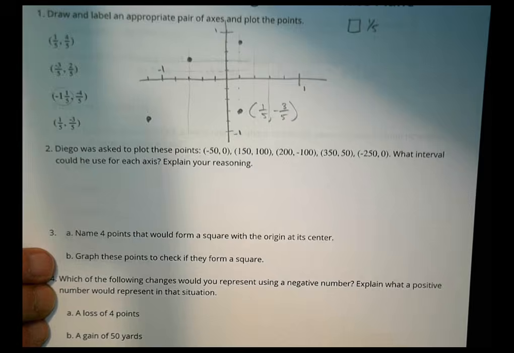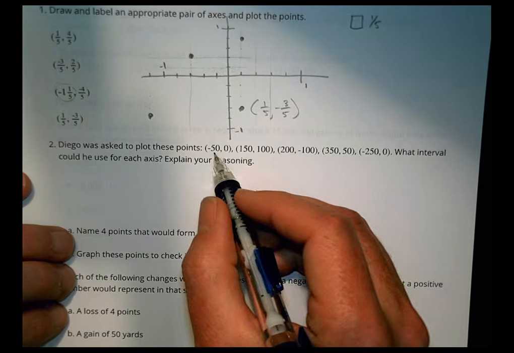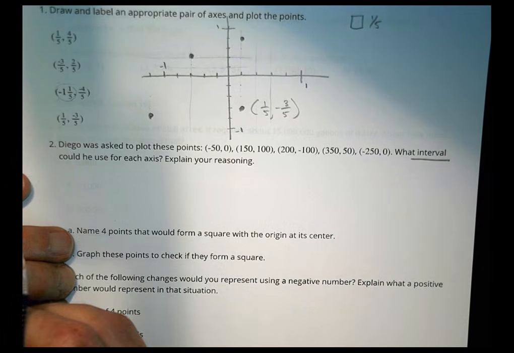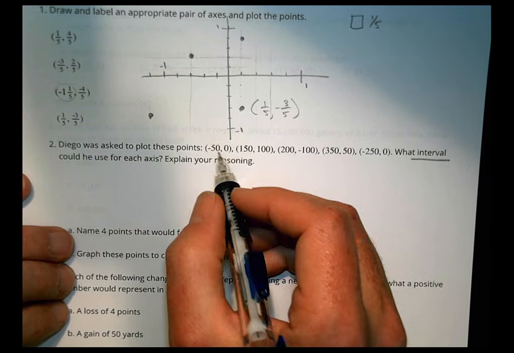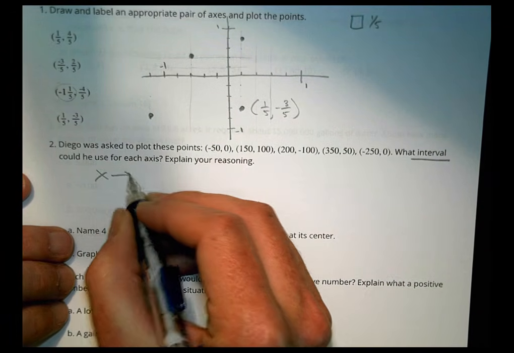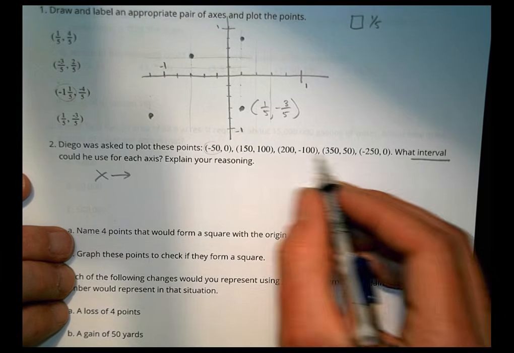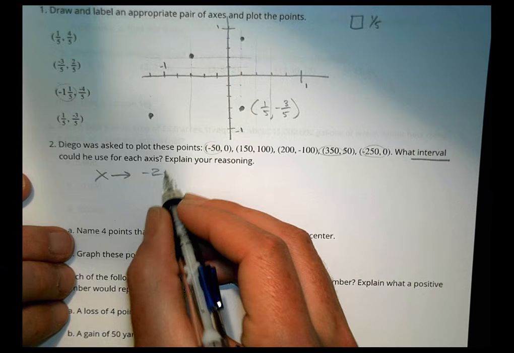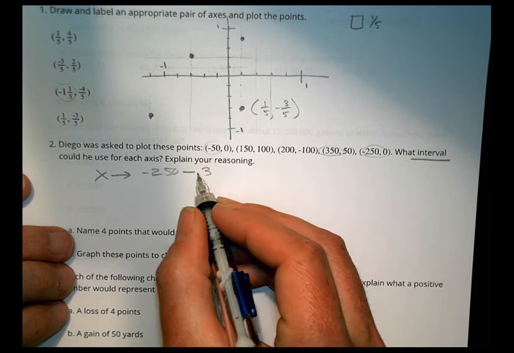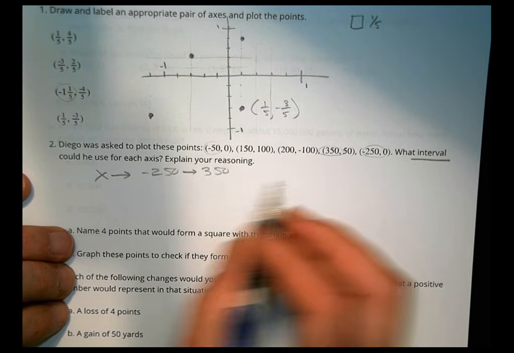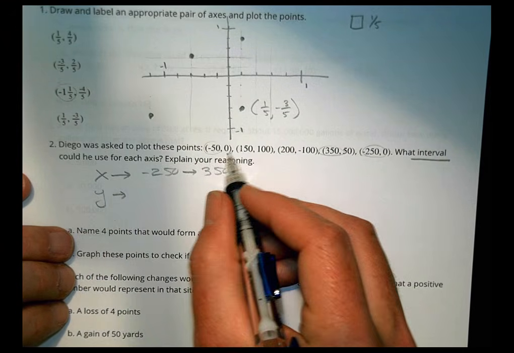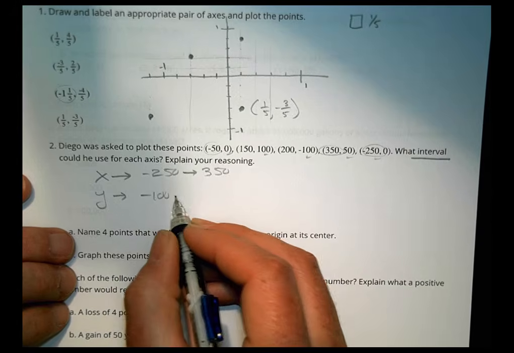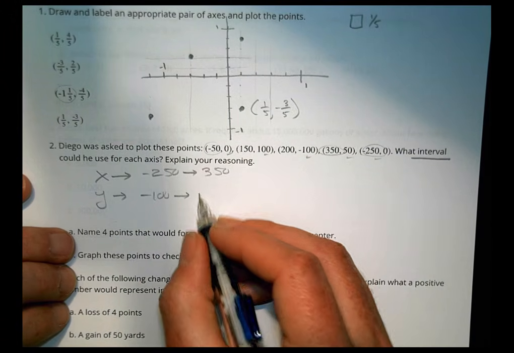All right, number 2. Diego was asked to plot these points, -50, 0, and so on. What interval could he use for each axis? Okay, so you're talking about, because the x has values of -250 up to 350, has a range of -250 all the way to 350. That's a big range there. And y has a range, we have 0, 100, -100, 50, 0. So we have -100 all the way up to 100.